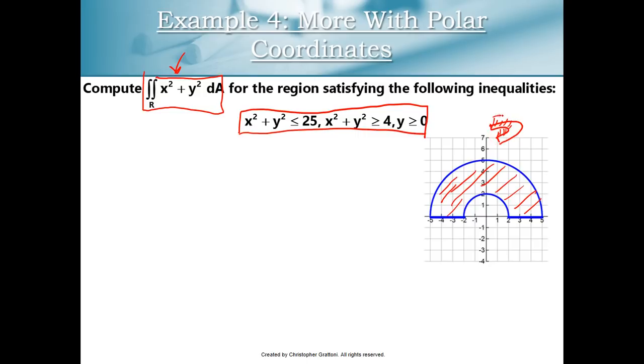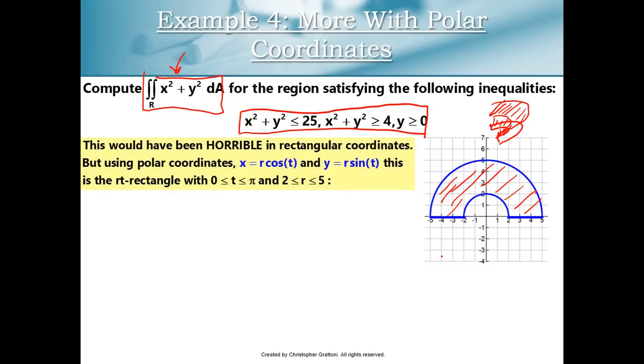So it's going to look kind of like an amphitheater of some sort. Not a great picture, but I have a better picture coming up soon. So first of all, this would have been terrible to do in rectangular coordinates.